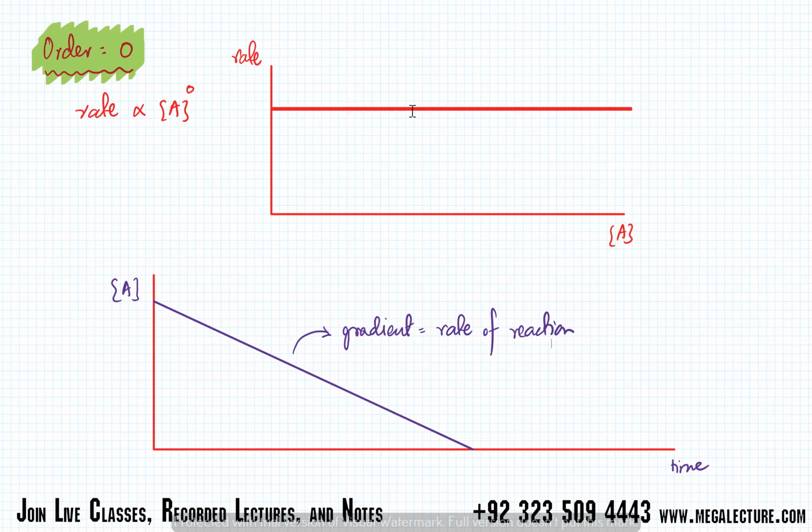This one? Yes, sir. Order 0 means whatever concentration you keep, what rate will come? It's going to be a constant. Anything to the power 0 is 1, right? So no matter what you take as A's concentration, it does not matter. The speed of the reaction will be exactly the same. If you keep A's concentration high, you're still getting the same speed. If you keep it low, you're still getting the same speed. Khadija, clear? Yes, sir. Thank you.